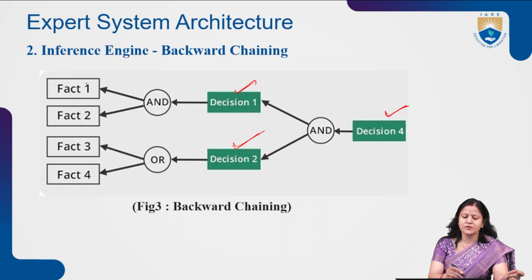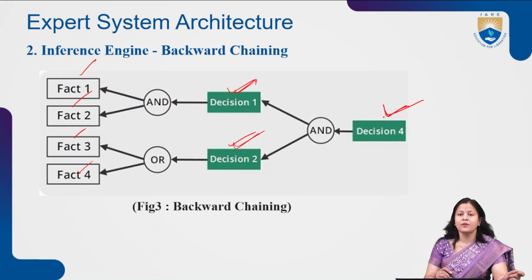Then this decision will be split. Okay, these are the facts. Because of these facts, this problem happened. So because this problem happened, like this, the original facts can be understood or identified. So that is called backward chaining.